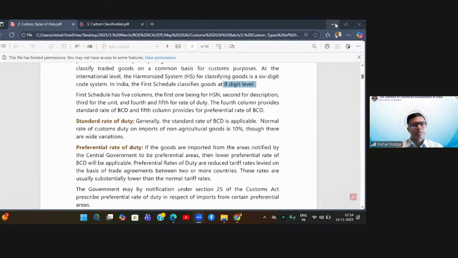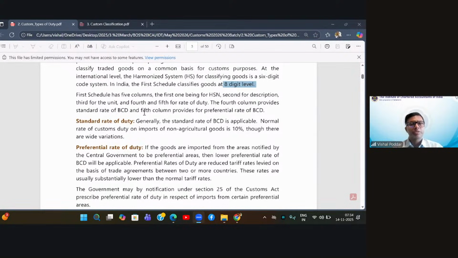These 98 chapters are arranged or categorized into sections. Like how your books have chapters, but chapters have sections. So let us say section 1 covers the first 6 chapters. Section 2 covers the next 4 chapters. Section 3 covers the next 5 chapters. Similarly, here also we have sections. Now the details of that we will study when we go to the next chapter, that is classification.